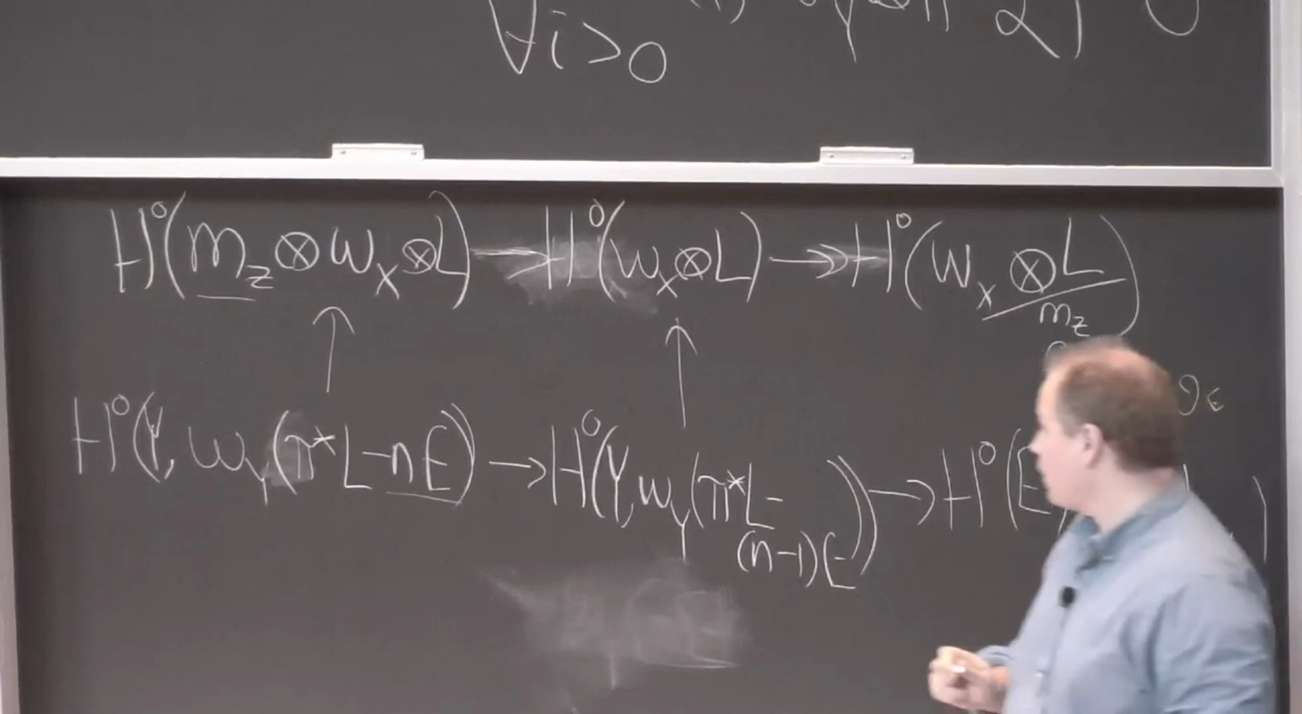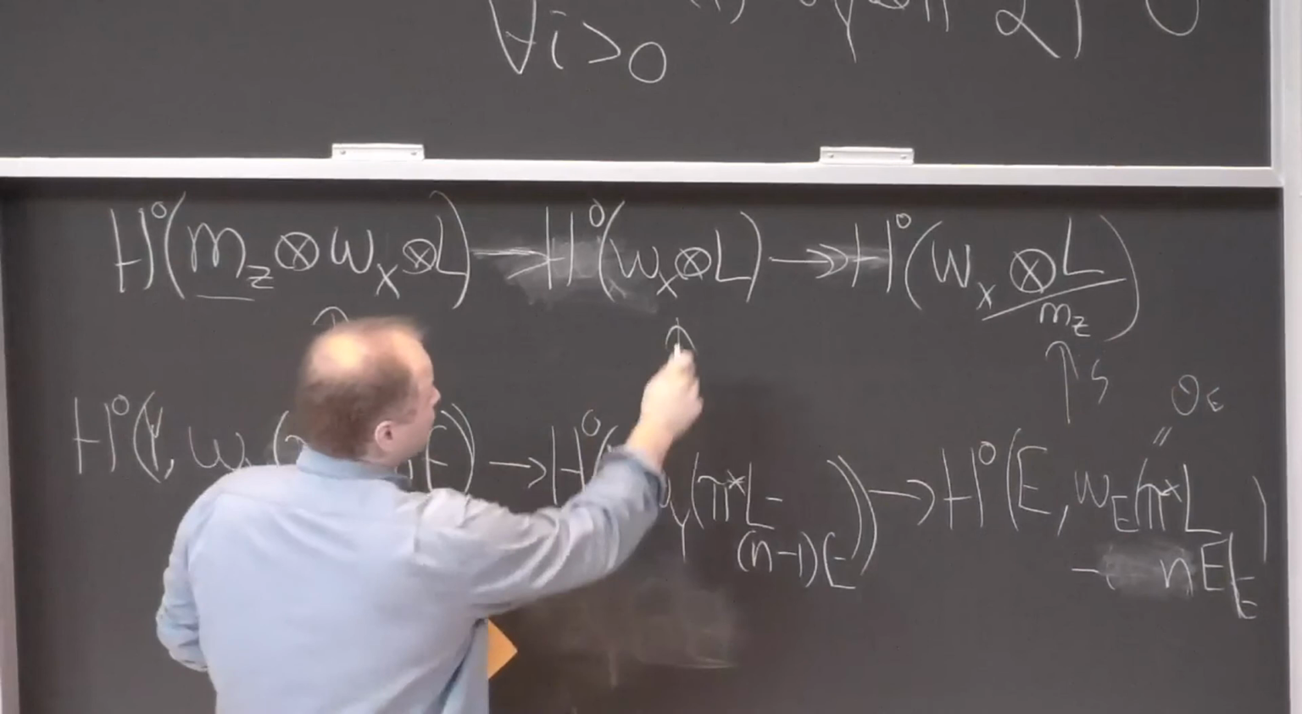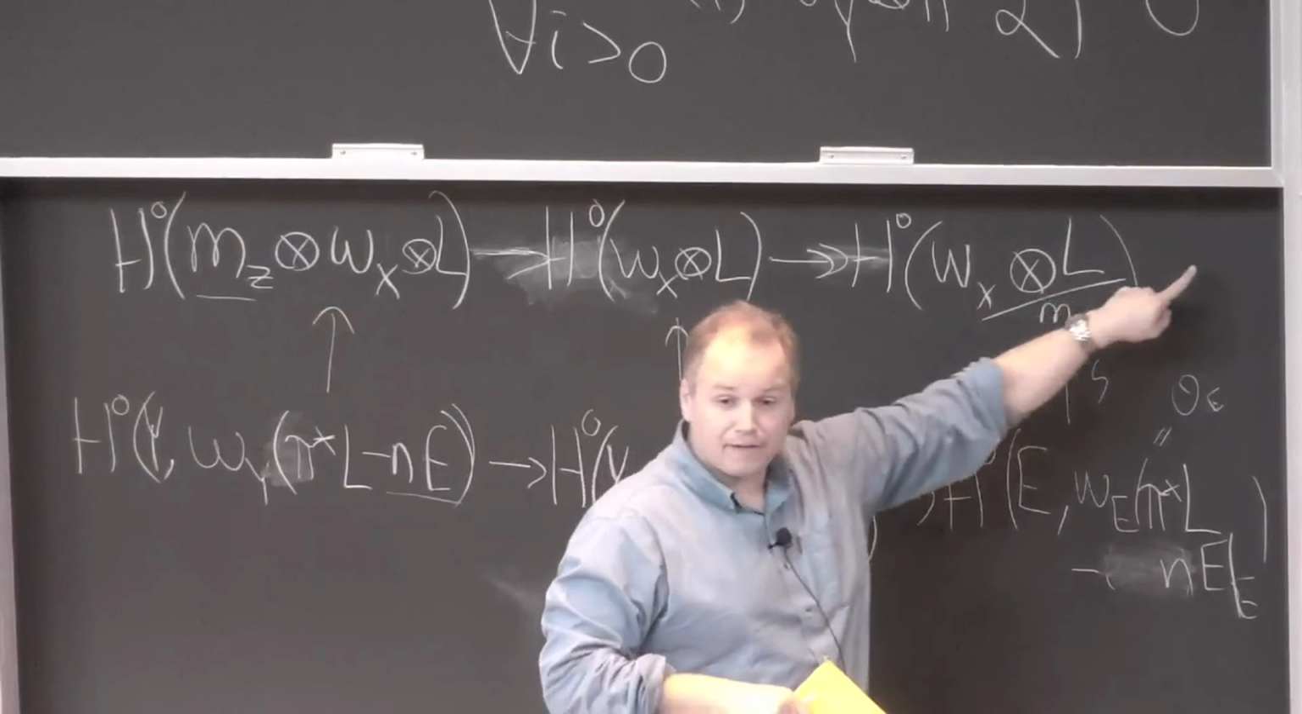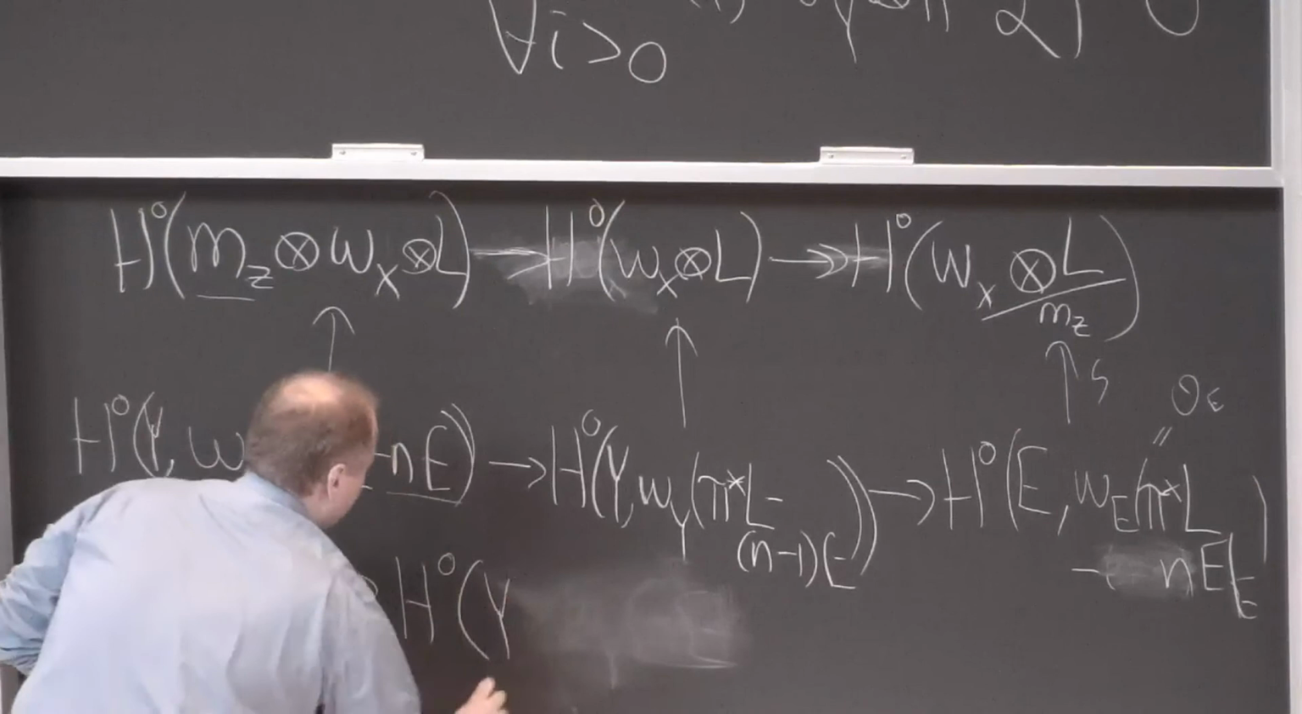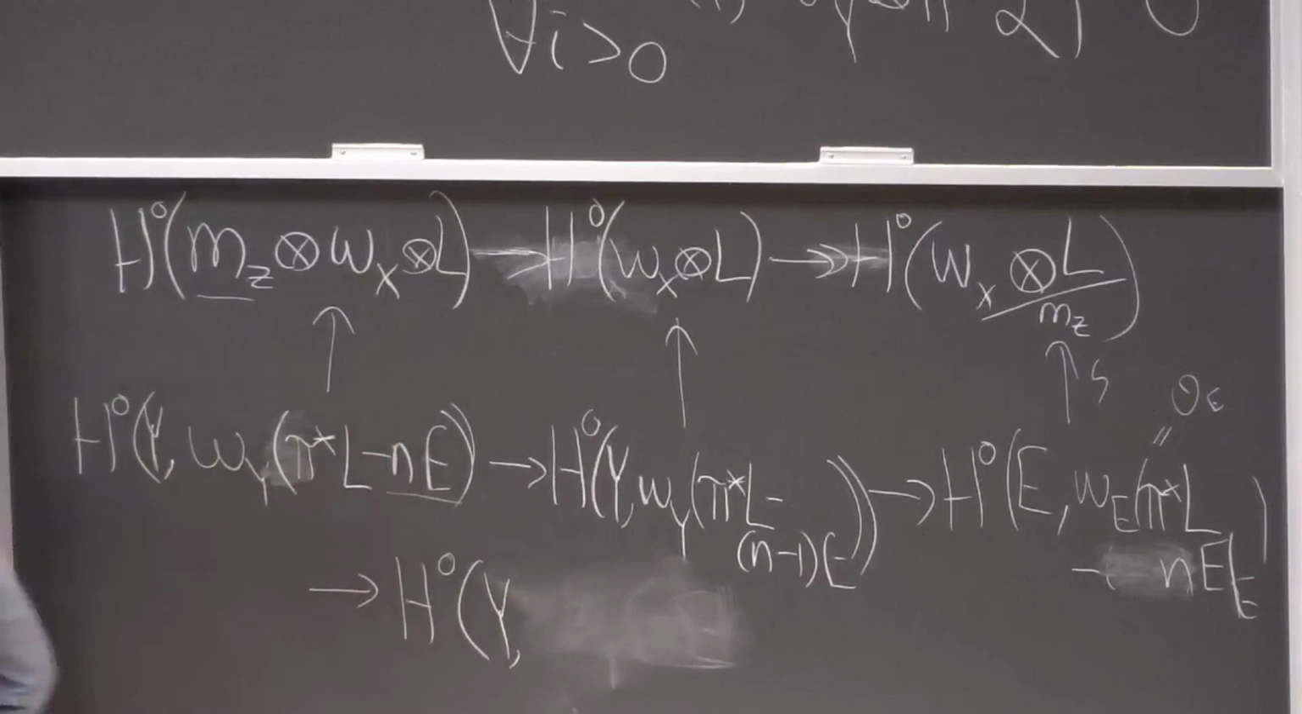Okay. We are trying to show this surjectivity right here. A priori, we don't know that vanishing right on the edge here, because that's Kodaira vanishing. But if we kept going on this sequence, on the bottom, we would have H^0 of Y, omega Y, and then pi upper star L minus n E. And that is what I said is ample.